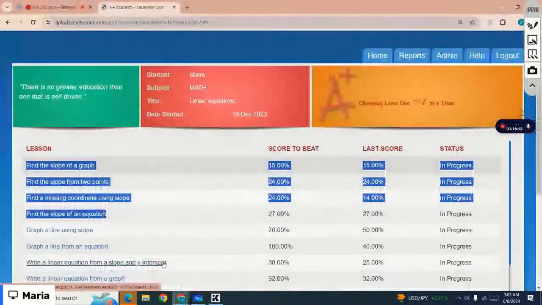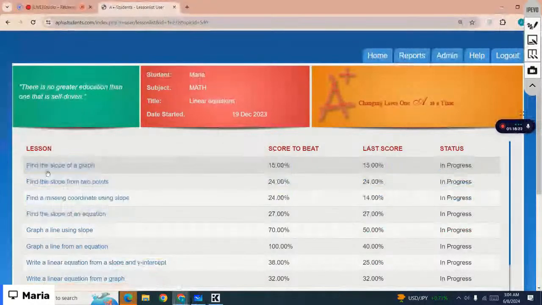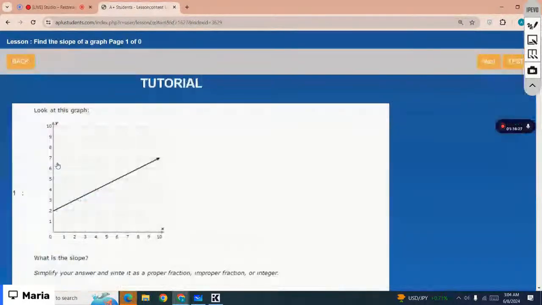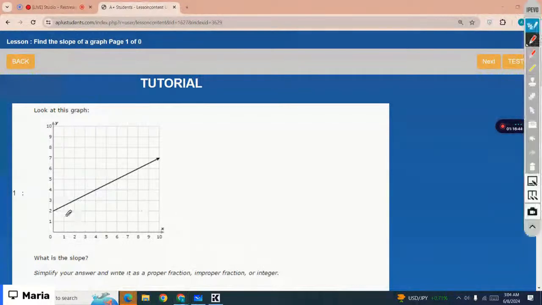So here I'm on grade 8 math. The chapter we are on right now is linear equations. Let's just start with the first lesson, that is find the slope of a graph. So you are given the graph, you have to find the slope of the graph, right? How do we find the slope when we are given the graph? You have to select any 2 points on the graph, right? For example, this is the first one and this is the second one, right?